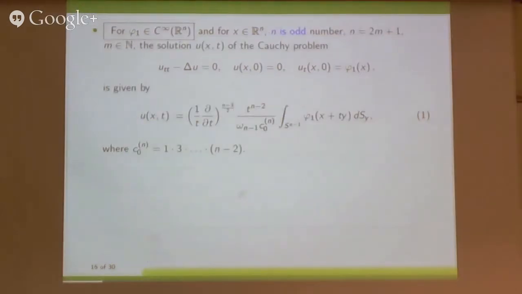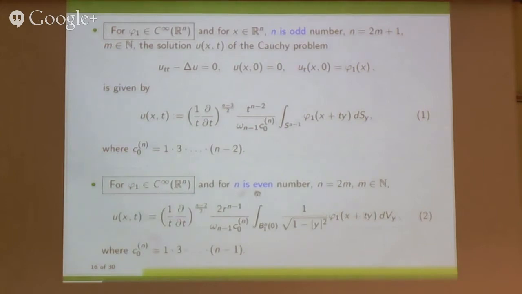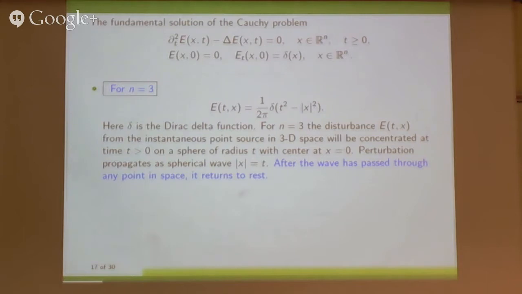Then if we try similar things for Rn, for n odd, we also have integration over a sphere, so again there is the Huygens principle. If n is even, we have integration over a ball, and there is no Huygens principle. And these formulas have been well known for many years, and this is the basis to check the Huygens principle for these dimensions. For the wave equation, pay attention.